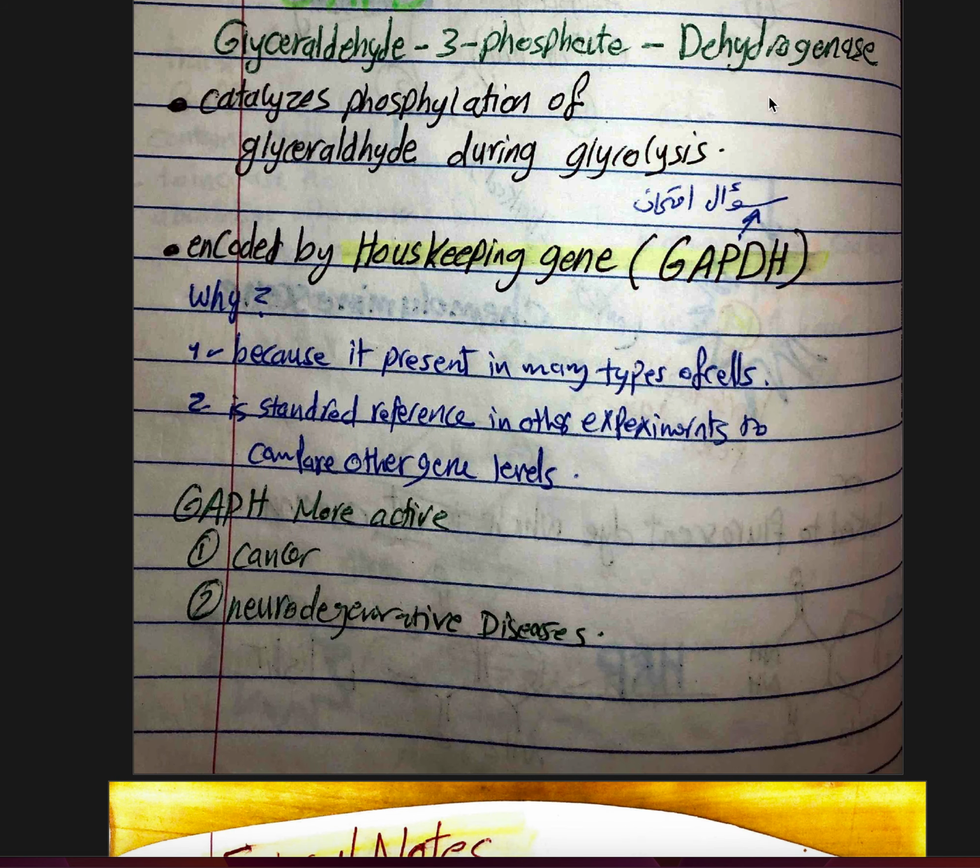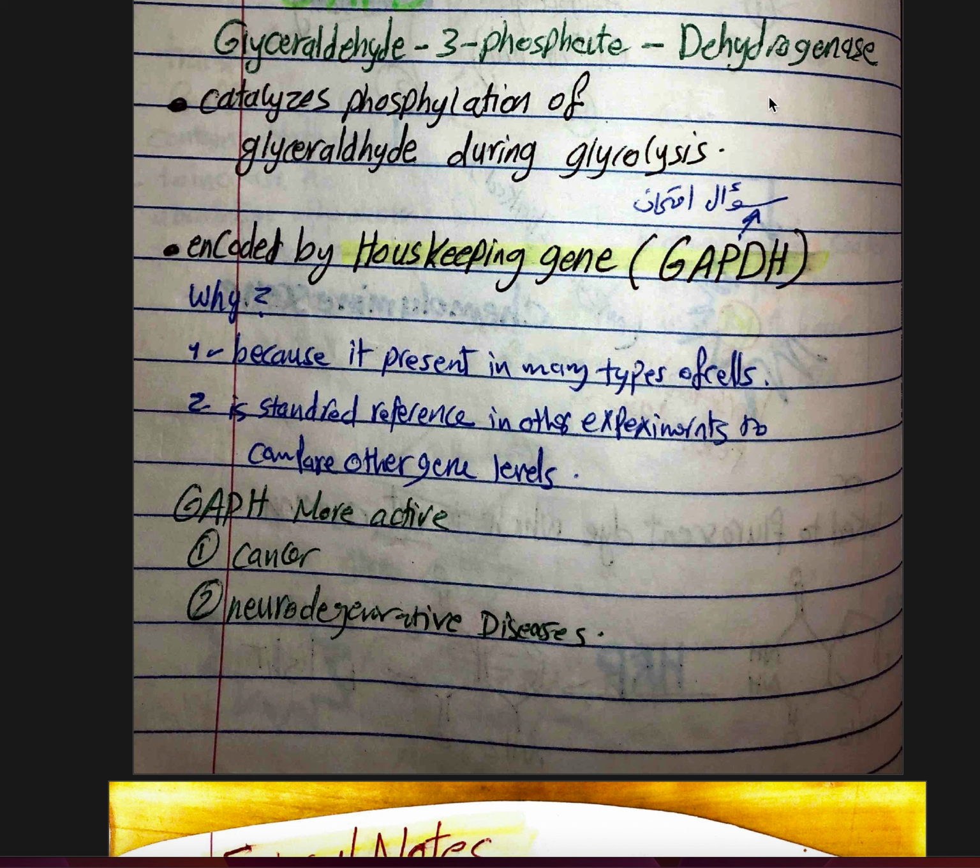And here it is encoded by the housekeeping gene, which has the same name, glyceraldehyde 3-phosphate dehydrogenase. Why? Because it is present in many types of cells and is so important that it is standard as a reference in other experiments to compare other gene levels. It is more active in cancer and in neurodegenerative diseases. So remember, it is encoded by the housekeeping gene known as GAPDH, because it is present in many types of cells, is expressed continuously without even being told, and is used as the reference.